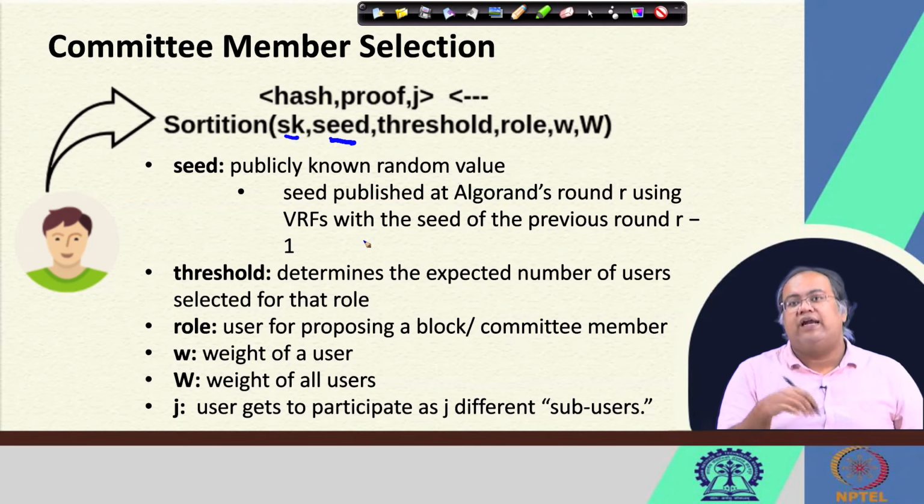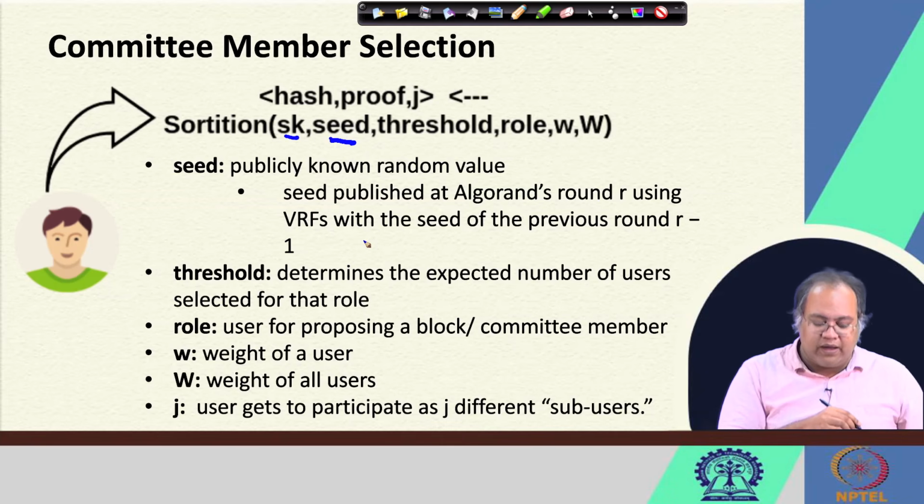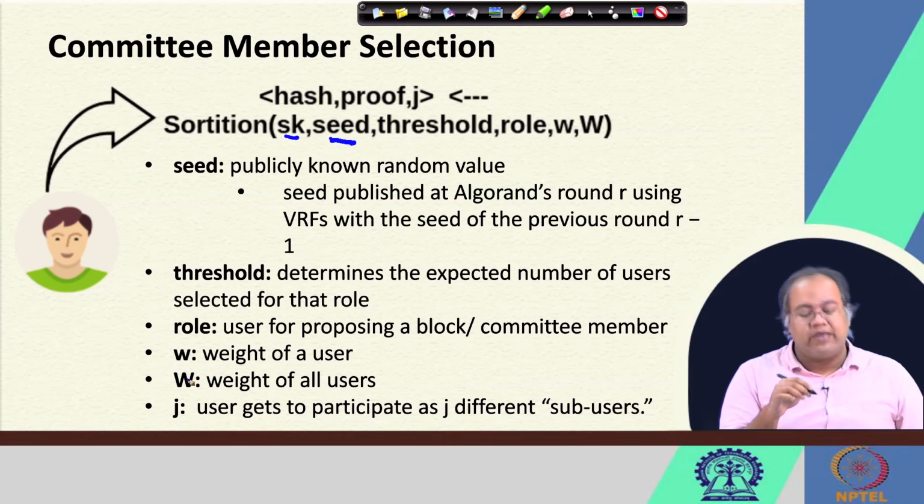If I am going to select that, well, I want to have a committee of 100 members. So, the threshold would be set to 100. Then role: the role basically determines whether this VRF is getting executed for proposing a block or to be a part of the committee. w is the weight of the user, and capital W is the weight of all users.